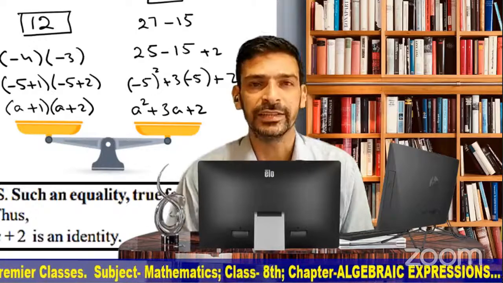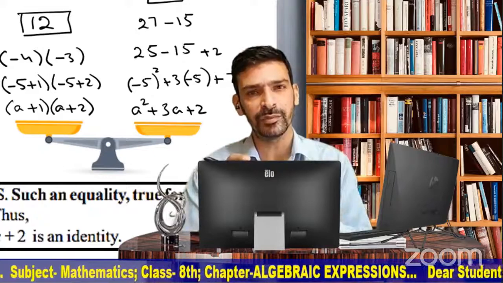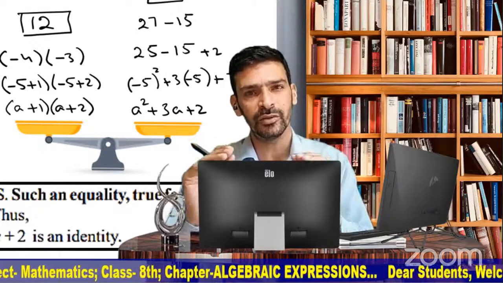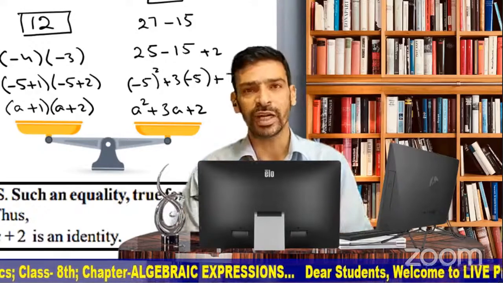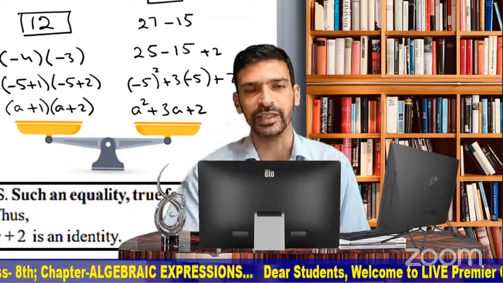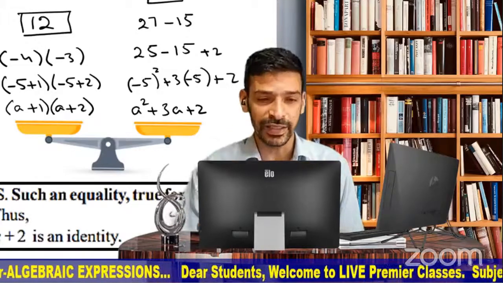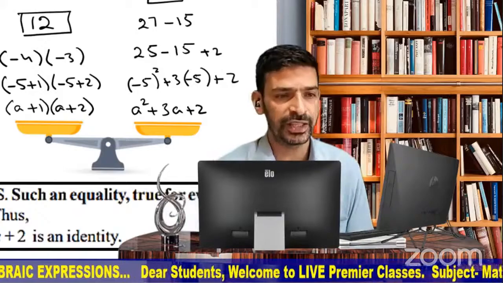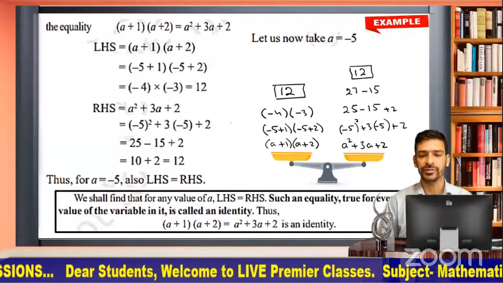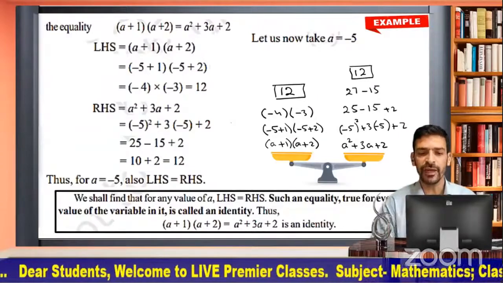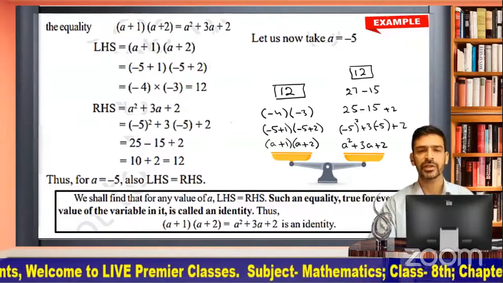वो इक्वालिटीज, यहां ध्यान देने वाली बात है, वो इक्वालिटीज जिसमें वेरिएबल का वैल्यू सब्स्टिट्यूट कुछ भी करे और लेफ्ट हैंड साइड और राइट हैंड साइड इक्वल बने, वही आइडेंटिटी है. Such an equality, we have a definition here. You see it. Such an equality, true for every value of variable in it, is called an identity.